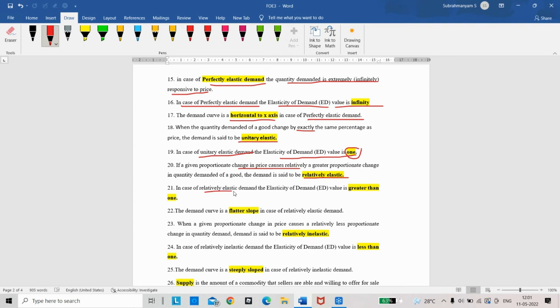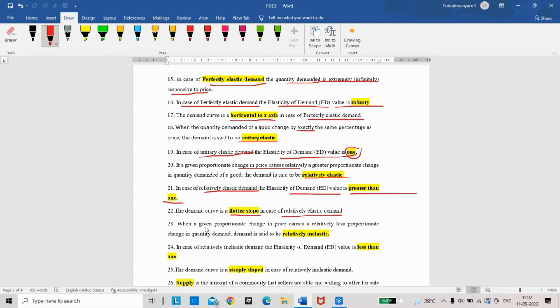In case of relatively elastic demand, the ED value is greater than 1. The demand curve has a flatter slope in case of relatively elastic demand.